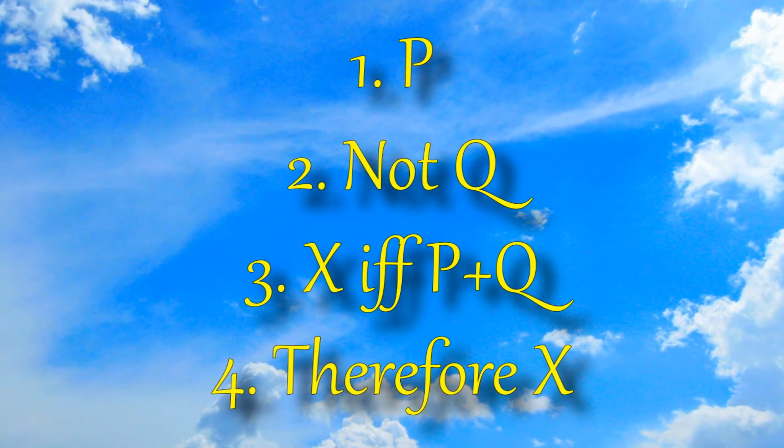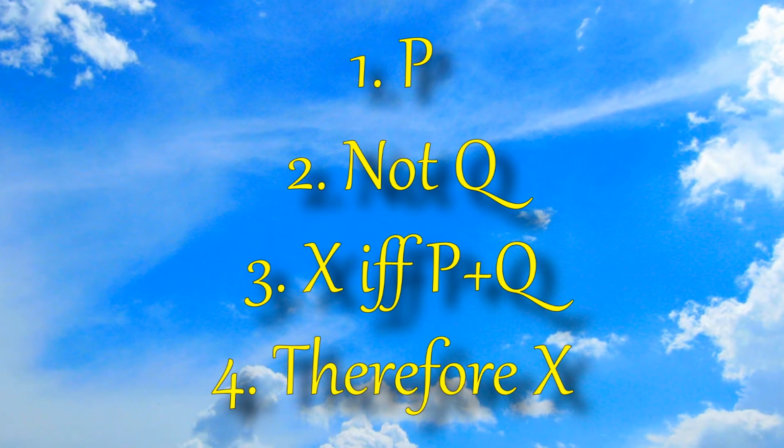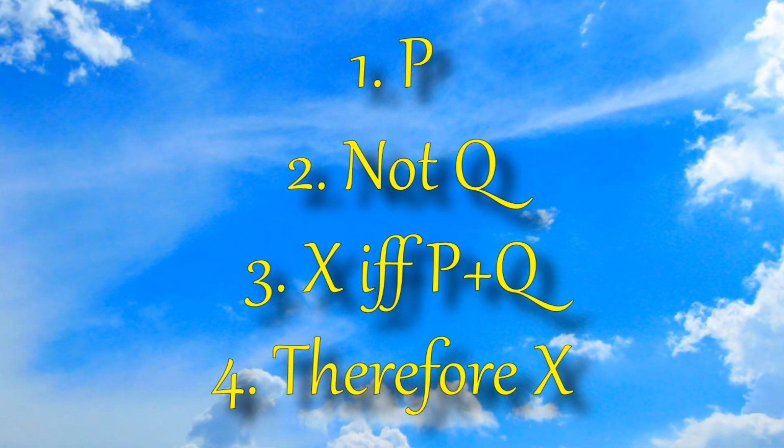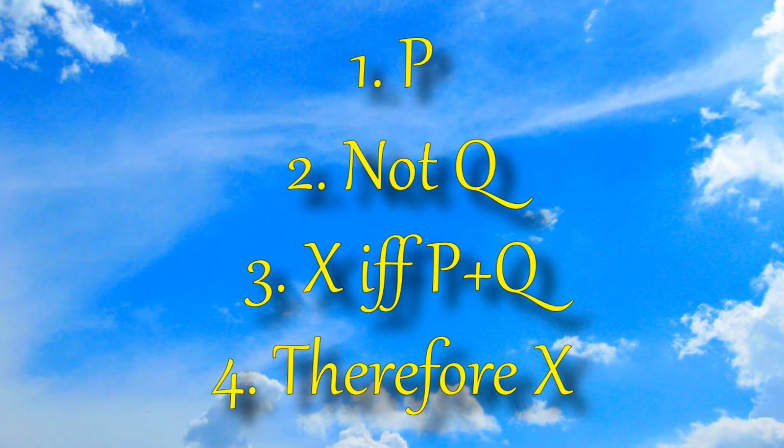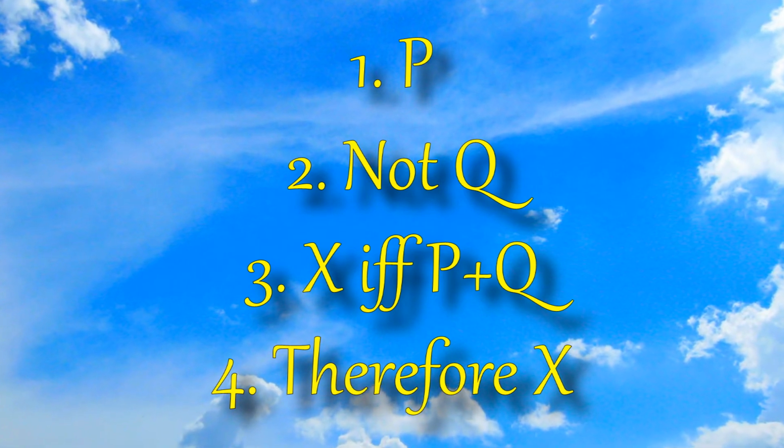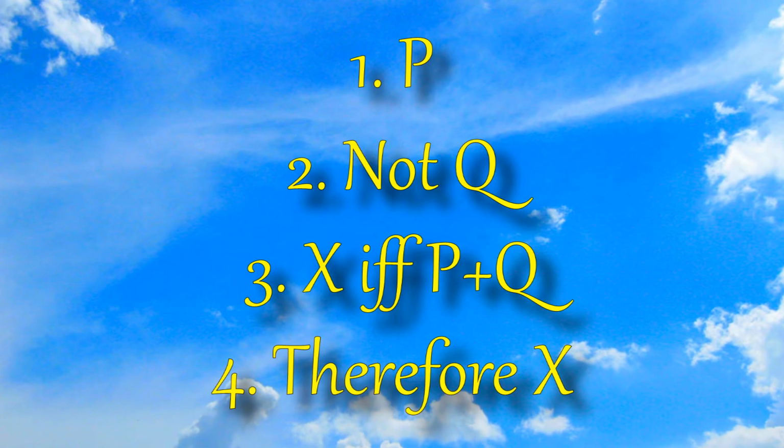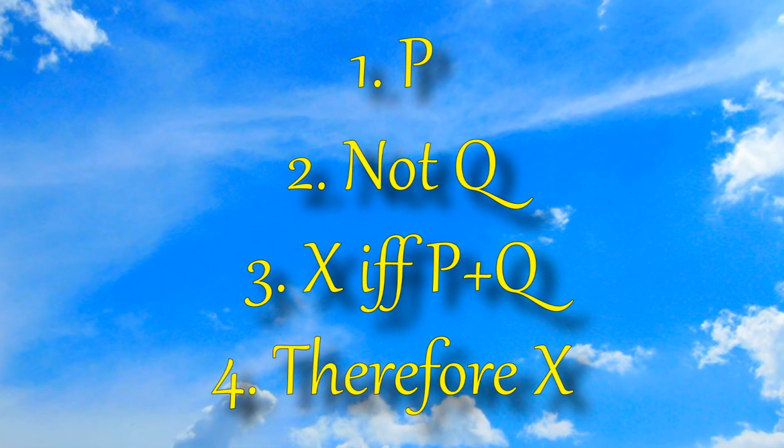For example, look at the following argument. 1. P. 2. Not Q. 3. X if and only if P and Q. 4. Therefore X. We can't actually get to the conclusion X using that argument. We've established that both P and Q must be true in order for X to come about. But we've also established that it's not the case that Q is true. In other words, that the truth value of Q is false.